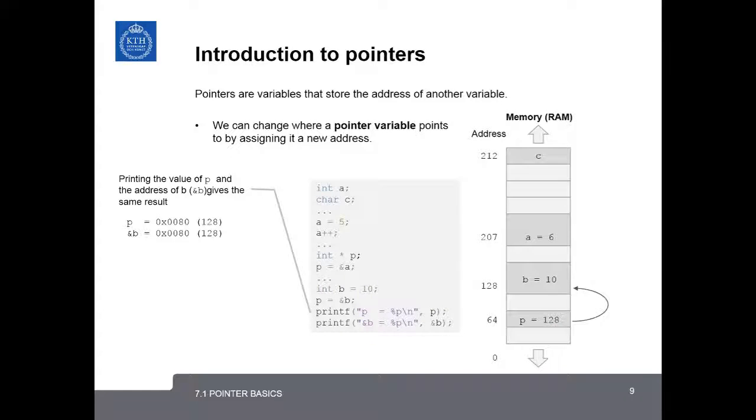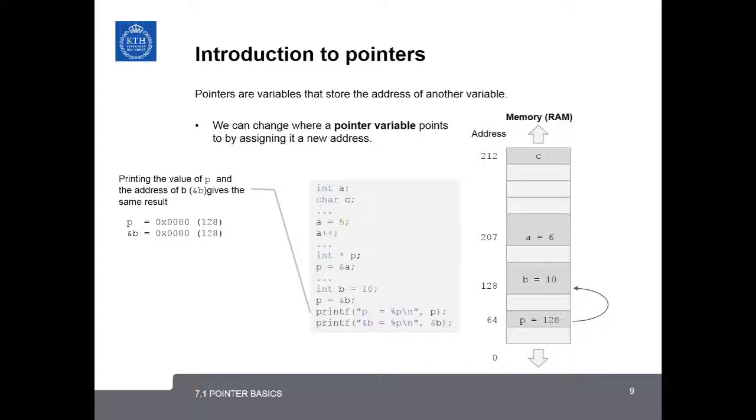We can use printf statements to check that the value of p and the address of b are the same. The %p is a special formatting for the printf operation that allows us to print the address of a pointer. So here if we say printf of p, we can see that it has the address in hex 0080 or 128, and here we can print the address of b, and it's also 0080 or 128.